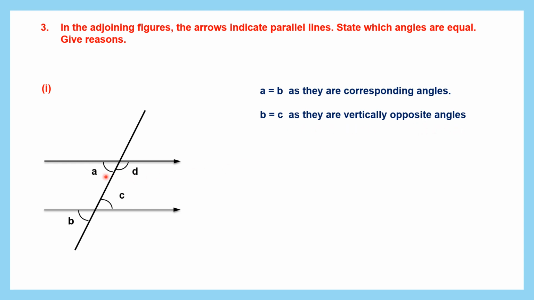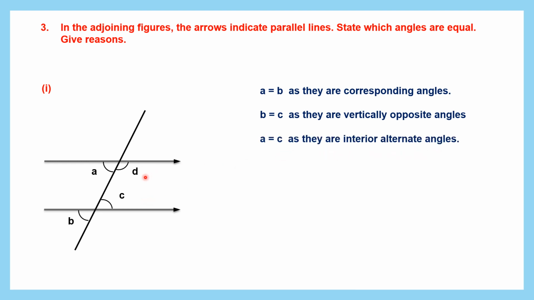Now let's look at angle A and angle C. Angle A and angle C are interior alternate angles, isn't it? Now, when a transversal cuts two parallel lines, interior alternate angles will also be equal. So, if angle A is 50 degrees, angle C will also be 50 degrees. So, angle A is equal to angle C as they are interior alternate angles. Okay, so we'll write that down.